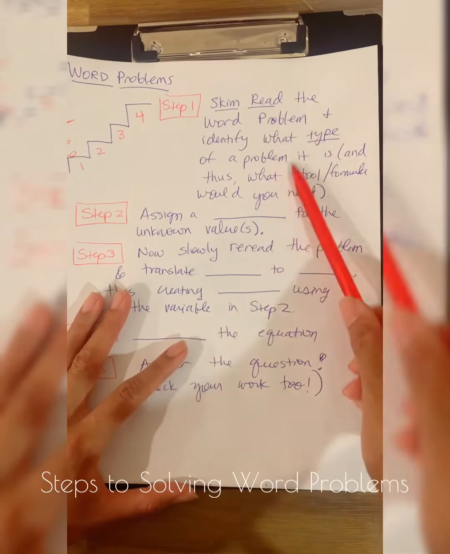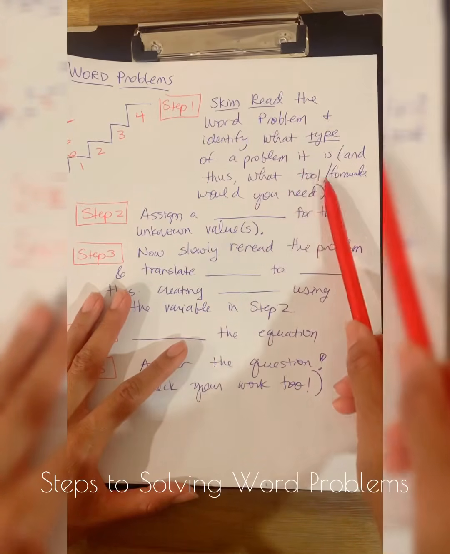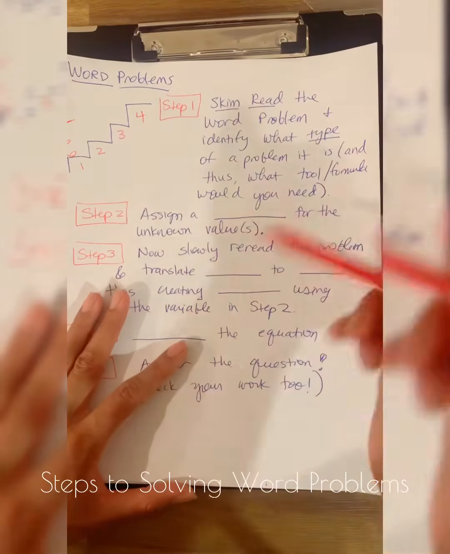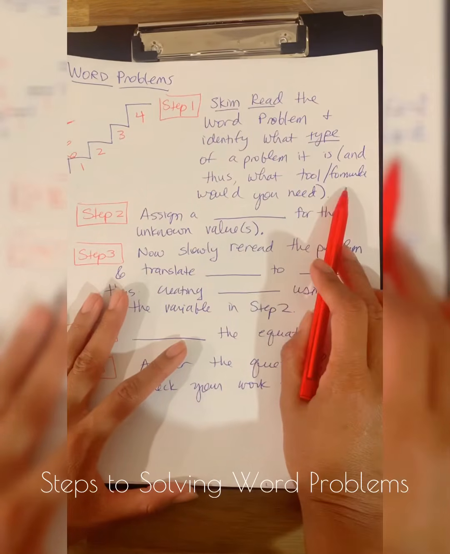Don't worry about the details, just skim read it. Once you have the tool or the formula, you can pull that out and write that on your paper so you know what you're using.